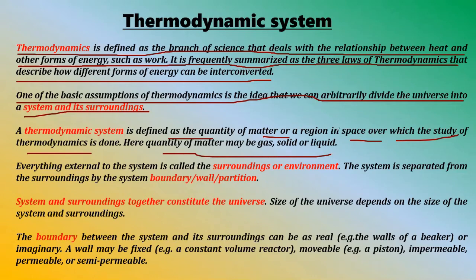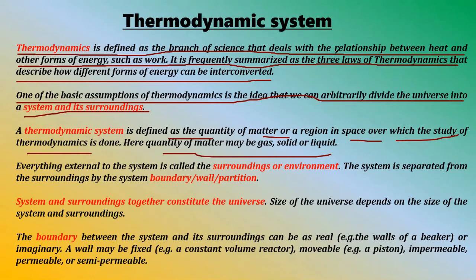So it is also written here that everything external to the system is called surrounding or environment. The system is separated from the surrounding by a wall or partition. In this case also, if we consider that cup of hot tea, the wall of the cup is the partition which prevents the system from being dispersed into the surroundings. The system and surroundings together consist of the universe.